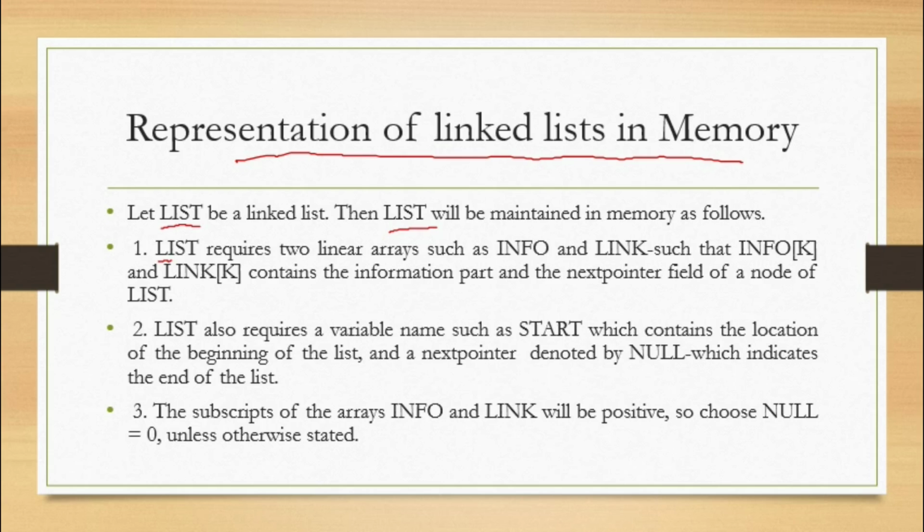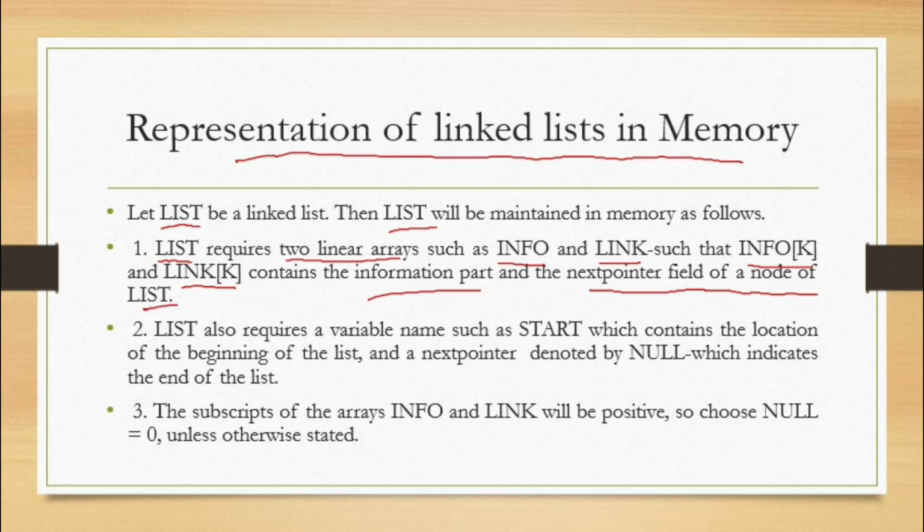The list requires two linear arrays, students. One is INFO and another one is LINK. Here INFO[k] contains the information part, and LINK[k] contains the next pointer field of a node.